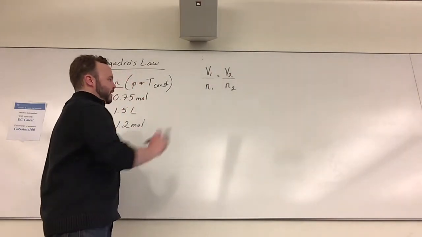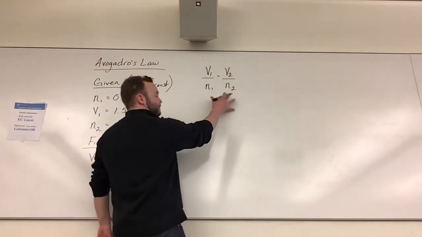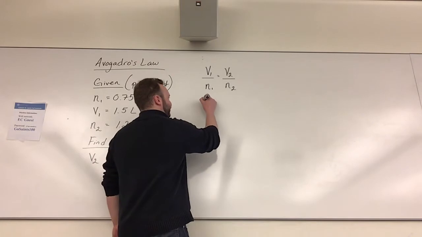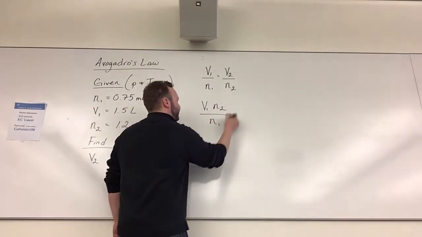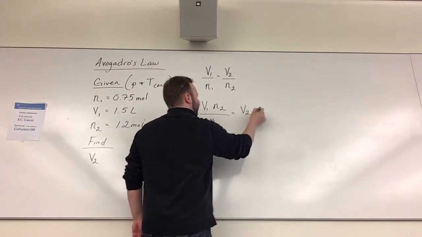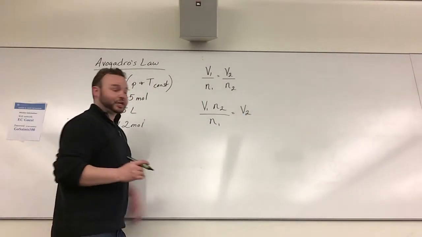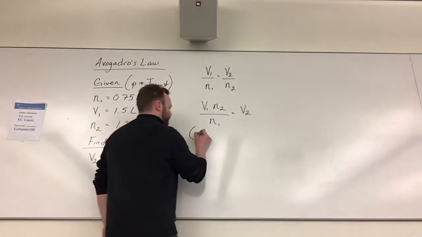So again, let's arrange the equation so we have V2 by itself. I can multiply both sides by N2 to get V2 by itself. So it would look like V1 N2 all over N1 equals V2. So now I can just plug and chug. V1, my initial volume, was 1.5 liters.